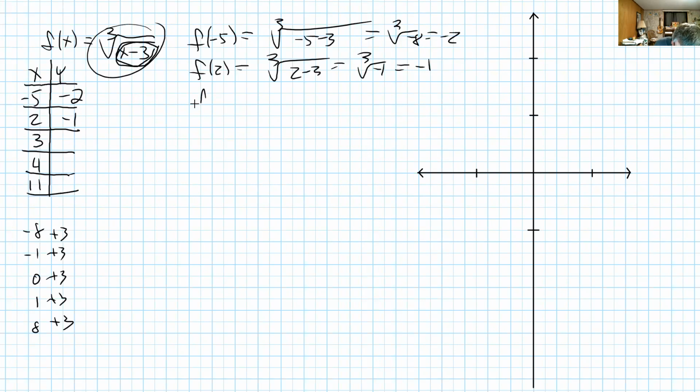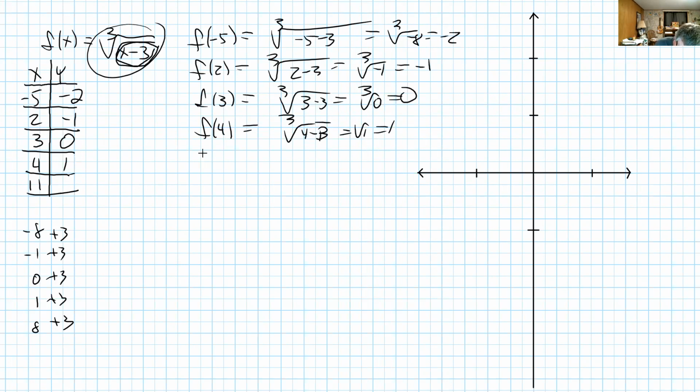Okay. F of 3 equals the cube root of 3 minus 3, which is the cube root of 0, which is 0. F of 4 is the cube root of 4 minus 3, which is the cube root of 1, which is 1. And f of 11 is the cube root of 11 minus 3, which is the cube root of 8, which is 2. Okay, so -5, -2, 2, -1, 3, 0, 4, 1, and 11.